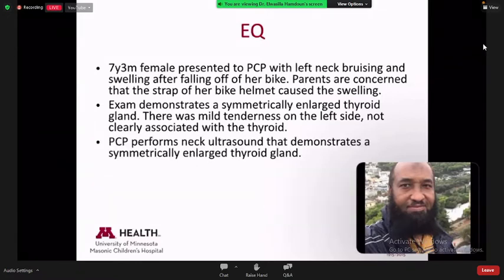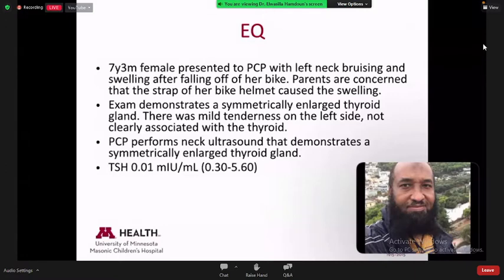And then the PCP did an ultrasound that showed a symmetrically enlarged thyroid gland. And this one is very important. So the whole gland is enlarged, not one side. The whole gland is symmetrically enlarged. TSH is suppressed. We call it suppressed TSH.